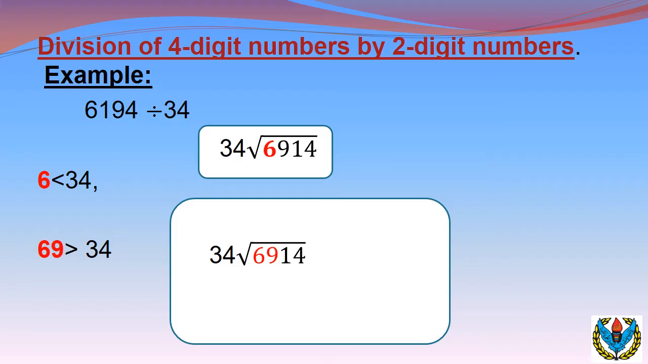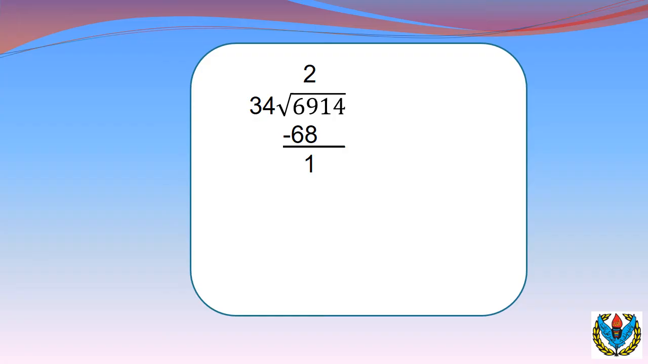As 3 2 times is 6, so we have to multiply 34 by 2, and 34 2s are 68. We will write 2 above the division sign and 68 below, and then we will subtract 68 from 69. We will get 1 in the remainder. Next we have to bring down the 1 from the tens place and it becomes 11. Now 11 is less than 34, so it cannot be divided by 34.